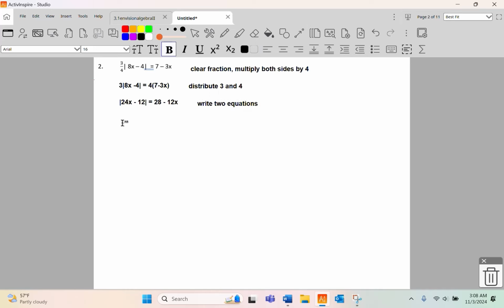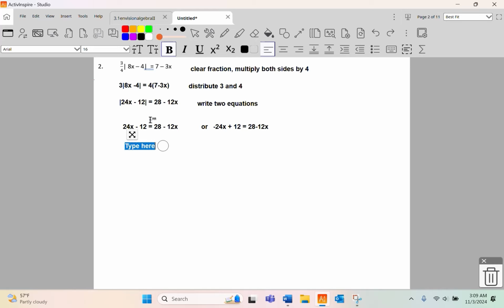The first one is as is, and we have an obvious mistake in this problem, don't we? No, we don't. The first one is 24x minus 12 equal to 28 minus 12x. Or the second one where the stuff on the interior changes, which was for some reason just so hard for y'all to grasp. I don't get it. I don't know why you struggle with that so much, but you do.